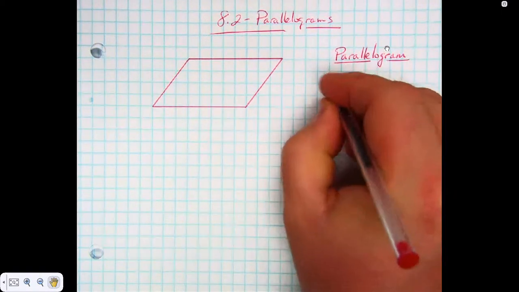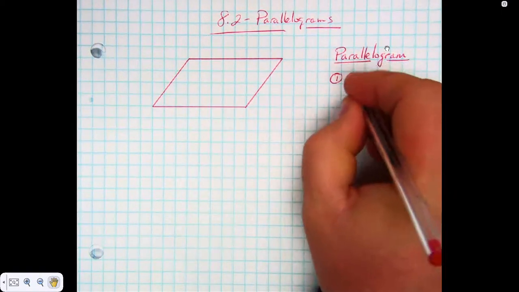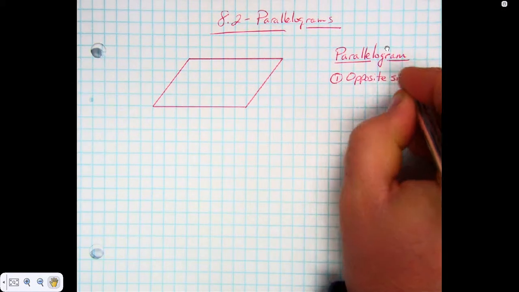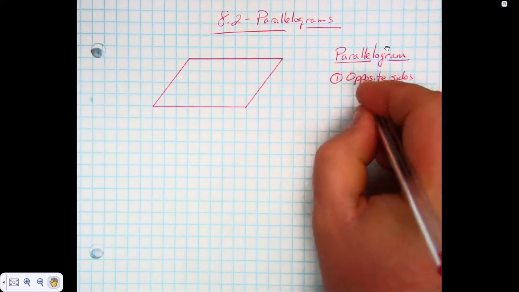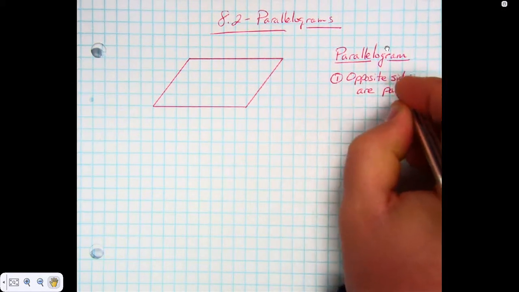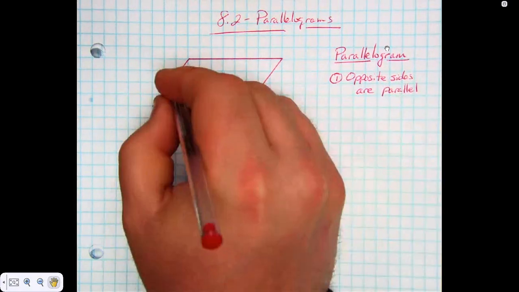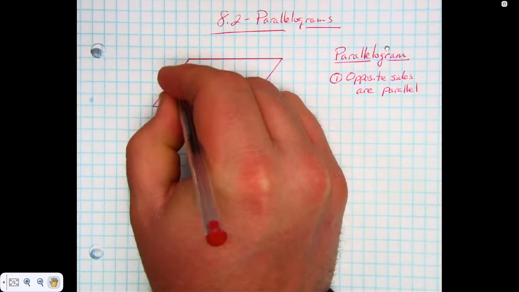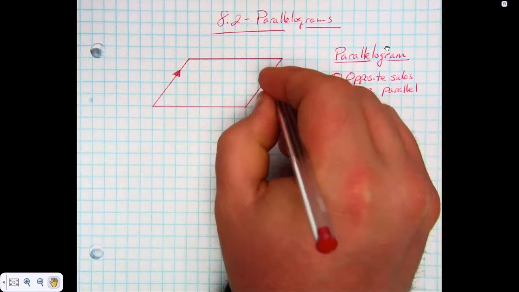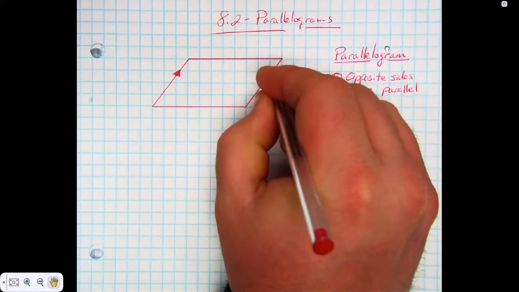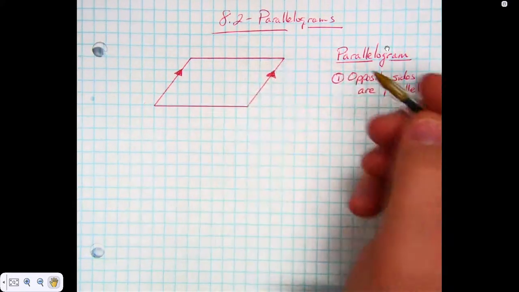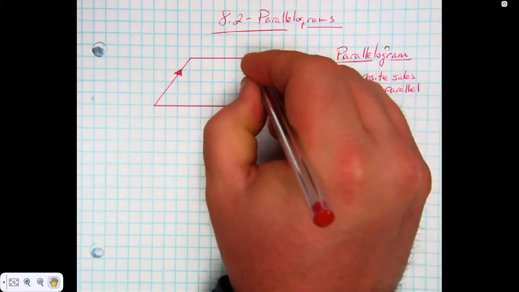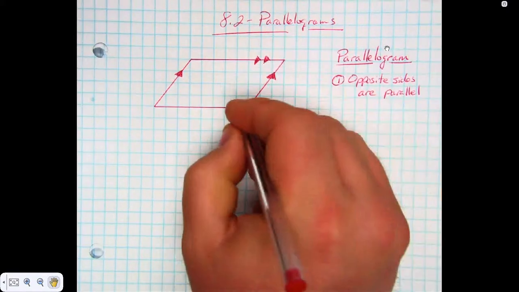One. Opposite sides are parallel. Now, how do we indicate that? Do you guys remember how you do that? You guys remember what these arrows mean? I'm saying this is parallel to this. Now, obviously this one is not parallel to that one, so I have to use how many arrows here? 2.